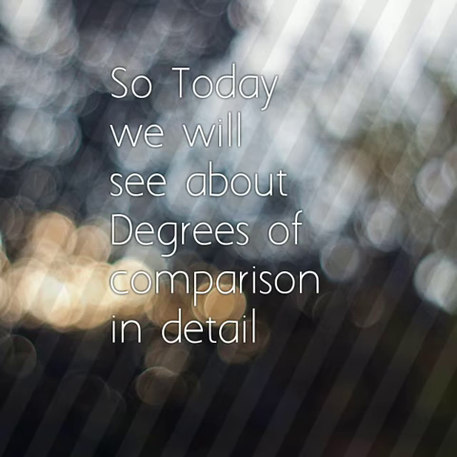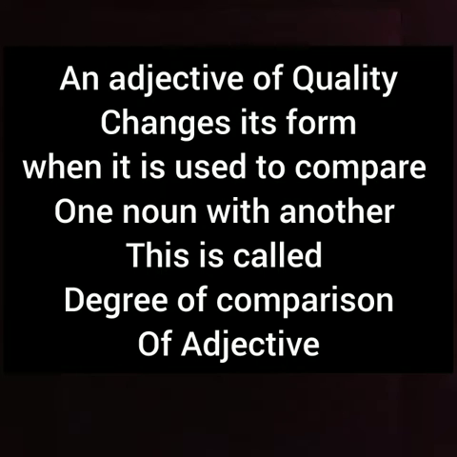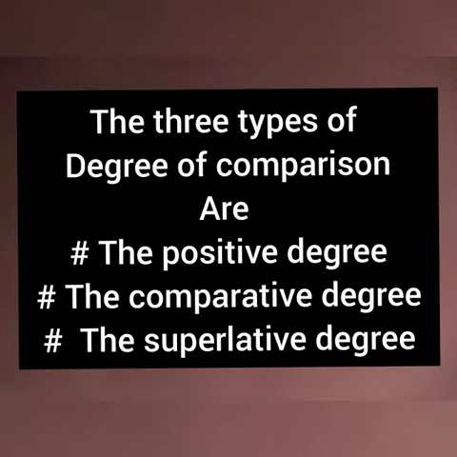An adjective of quality changes its form when it is used to compare one noun with another. This is called degree of comparison of adjective. The three types of degrees of comparison are the positive degree, the comparative degree, and the superlative degree.